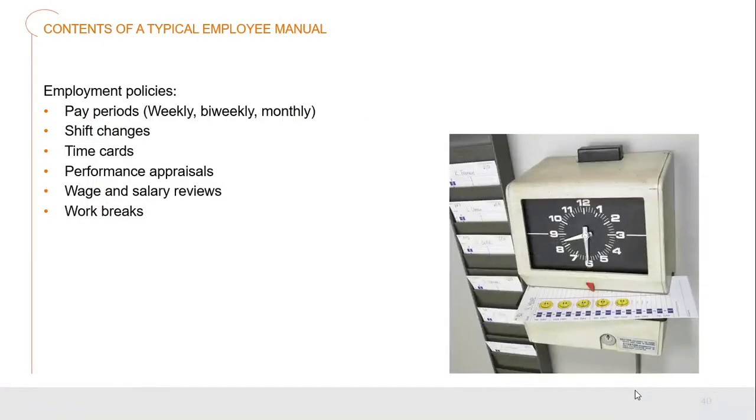You should also understand what your pay periods are, whether it's weekly, bi-weekly, or monthly. If you're going to make any shift changes, what's the policy on being allowed to do that? And also time cards. Do you manually punch in and out? Or it could be that you punch in and out on a computer or some other method as well. It should also go into what a performance appraisal will be and what that's going to look like, so you can understand what you need to do in order to score well. And then also wage and salary reviews and when those come up as well, and when you can expect that. And also work breaks too.